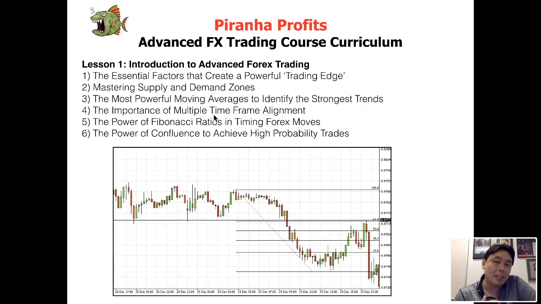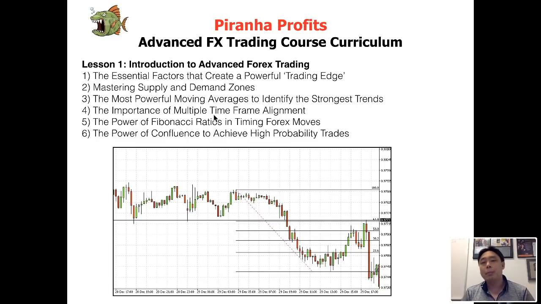One of the greatest mistakes traders make is they only trade on one time frame. Now, there's no right time frame. For example, some traders trade on the 5-minute candle, some on the 1-hour candle, some on the daily candles, and it can be profitable on any time frame. But what many traders don't realize is that to create a very powerful edge, you have to look at multiple time frames to align your trade.